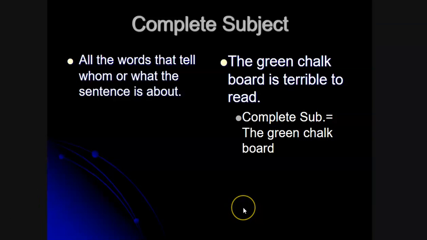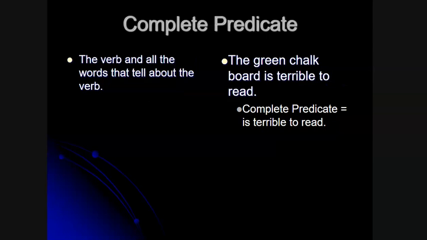So let's continue our lesson. Complete subject is also words that tell whom or what the sentence is about. Yeah? The green chalkboard is terrible to read. Complete subject will be the green chalkboard. So complete predicate, the verb and all the words that tell about the verb. The green chalkboard is terrible to read. Complete predicate is terrible to read.